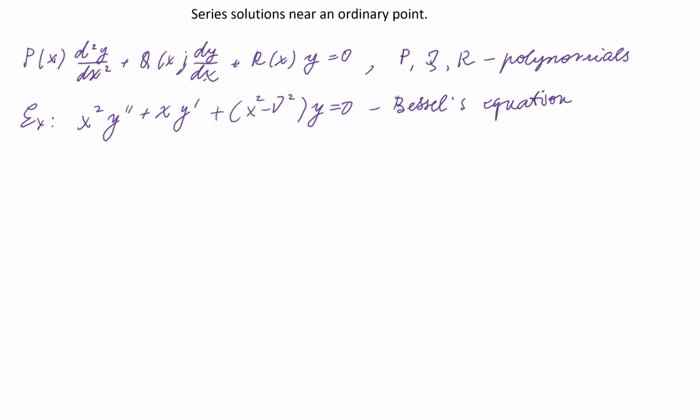So here is a polynomial of second order, first order, and a second order polynomial, right? So we are going to call the point x equals x0 an ordinary point of the equation if p of x0, the coefficient polynomial of the second derivative, is not equal to 0. Otherwise, we are going to call it a singular point.